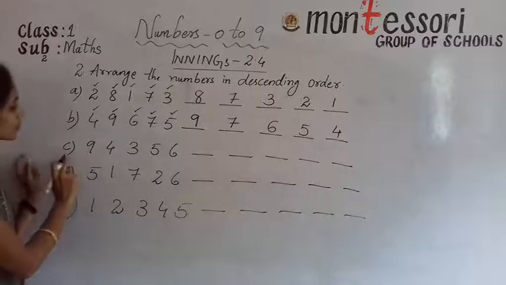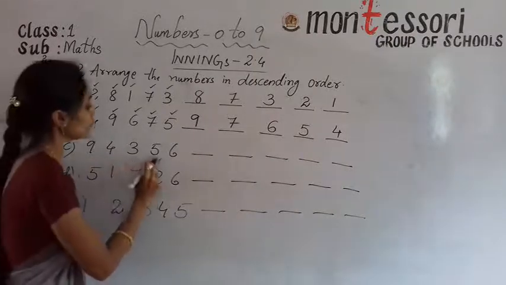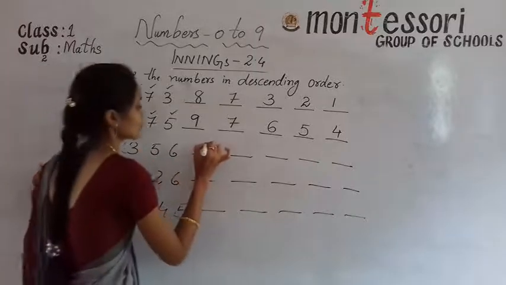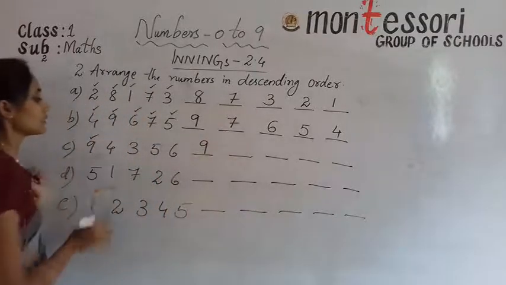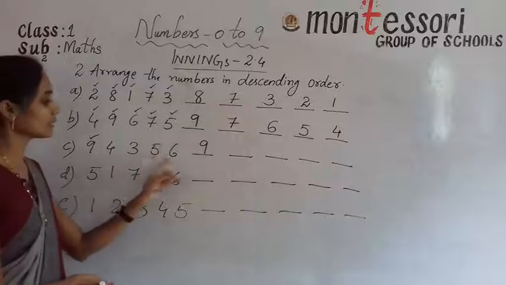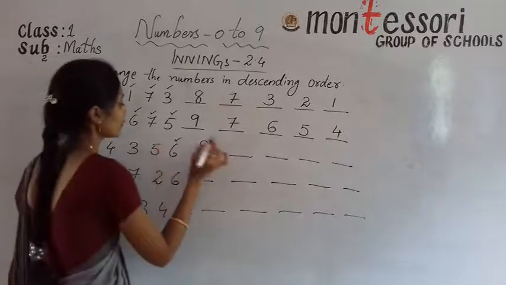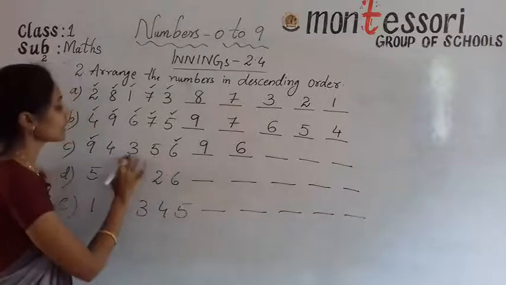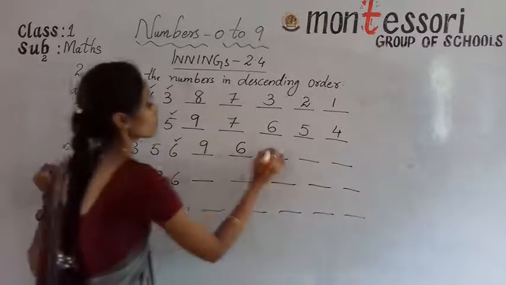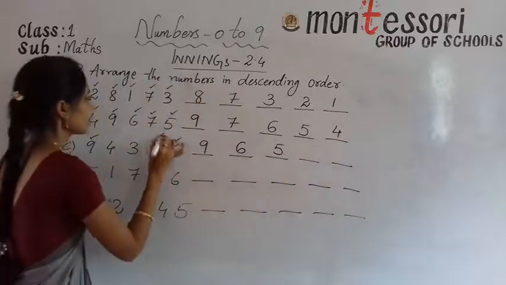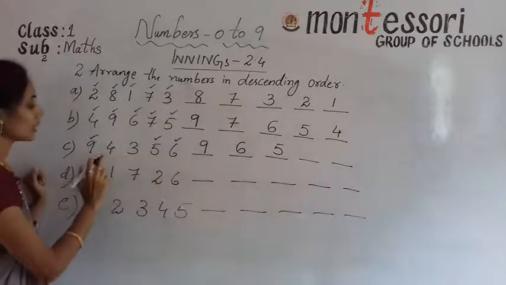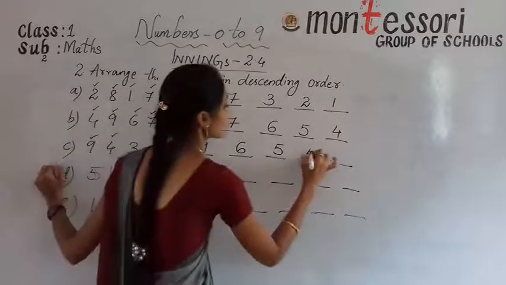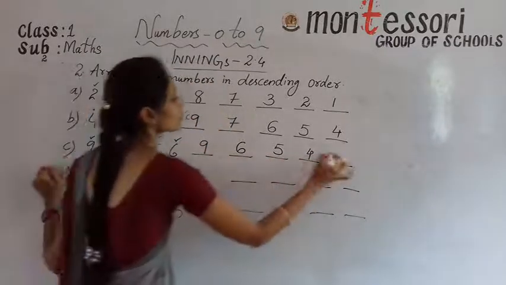Now see next. 9, 4, 3, 5, 6. Among these 5 numbers, which is the greater number? 9. Next 4, 3, 5, 6. 6 is the greater. 4, 3, 5. Among these 3 numbers, which is the greater number? 5. Next 4, 3. Which is the greater number? 4 is the greater number. And last one is 3.